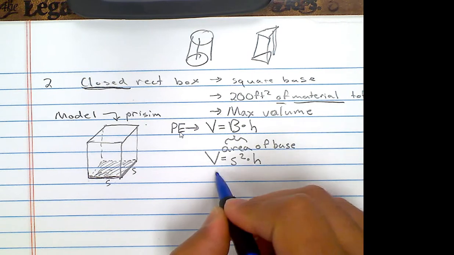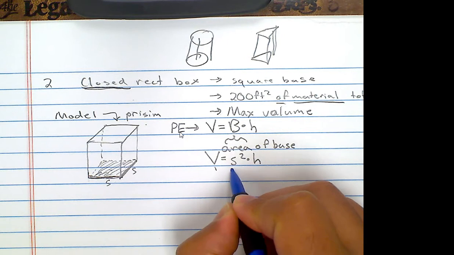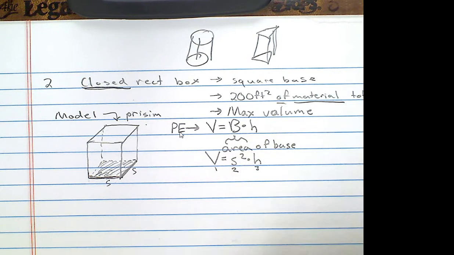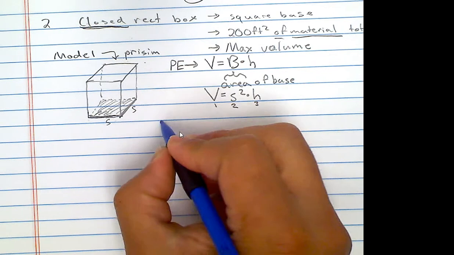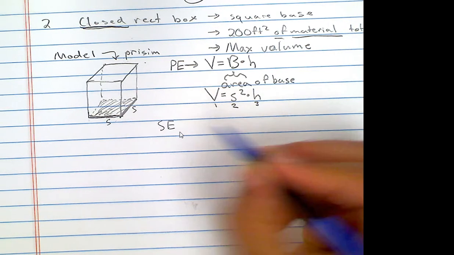So notice our issue. Here's our issue. How many variables? 1, 2, 3. So can we just take a derivative and set it equal to 0? No, because we have too many variables. All right, so that's where the secondary equation comes in.